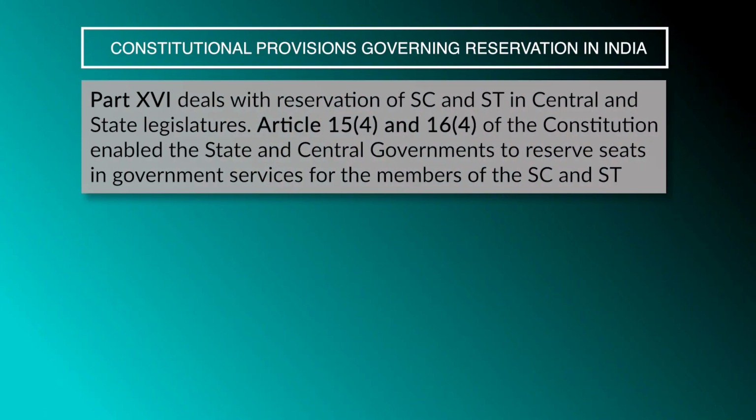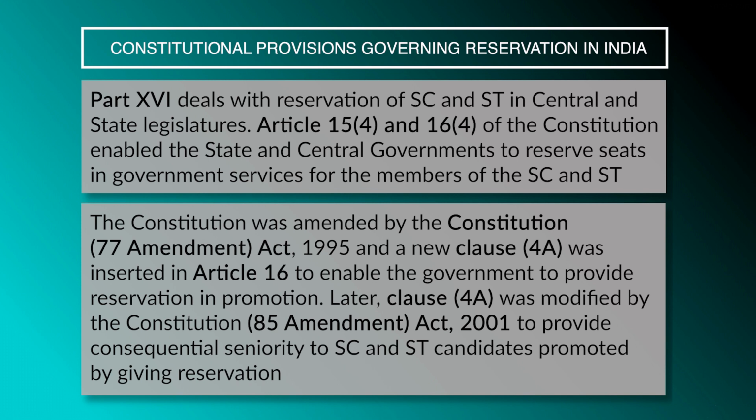So what are the constitutional provisions which govern reservation in India? Part 16 deals with reservation of scheduled castes and scheduled tribes in central and state legislatures. Articles 15 Clause 4 and 16 Clause 4 of the Constitution enable the state and central governments to reserve seats in government services for the members of the scheduled castes and scheduled tribes. The Constitution was amended by the Constitution Amendment Act of 1995, and a new clause was inserted in Article 16 to enable the government to provide reservation in promotion.